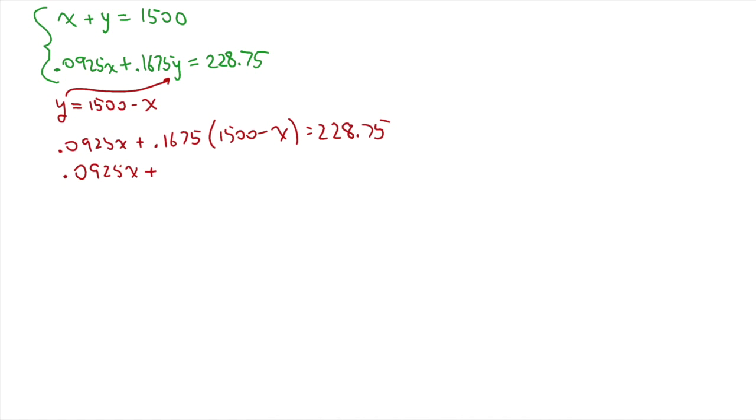Alright, so this becomes 0.0925x plus, what's 16.75% of 1,500? In other words, what's this times this? 251.25. 251.25 minus 0.1675x is equal to 228.75. Alright, add the like terms together. Move the number to the other side. So what's 0.0925 minus 0.1675? Negative 0.075.